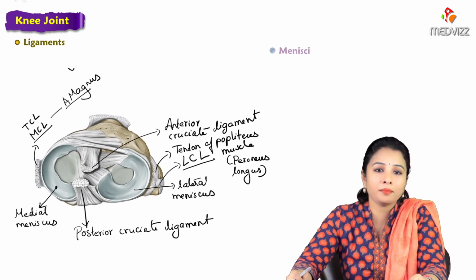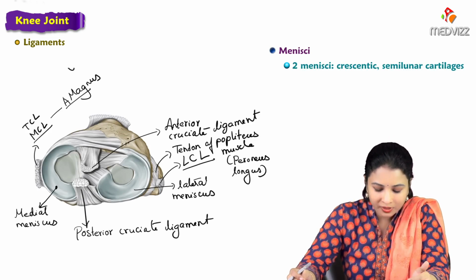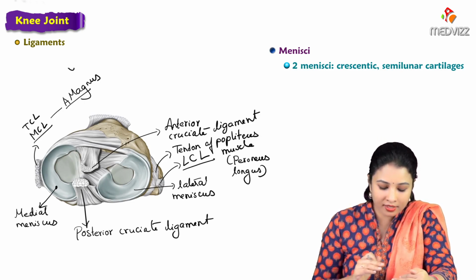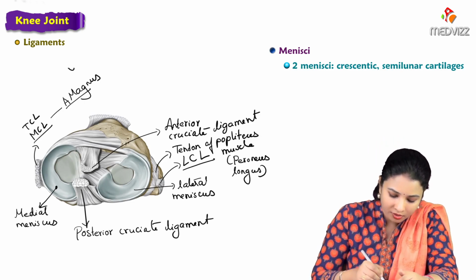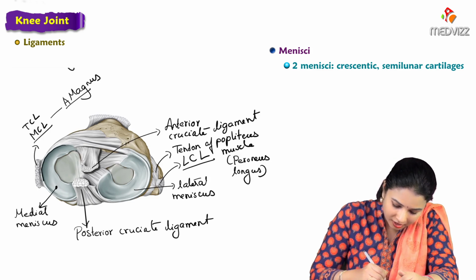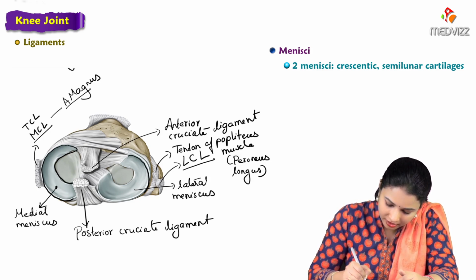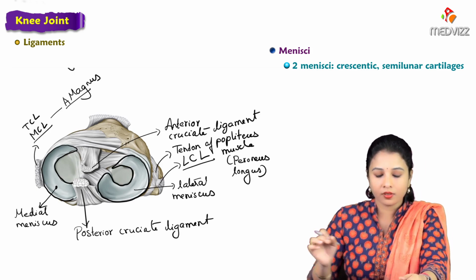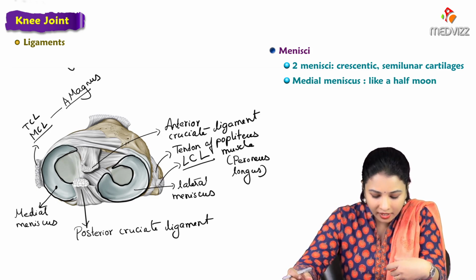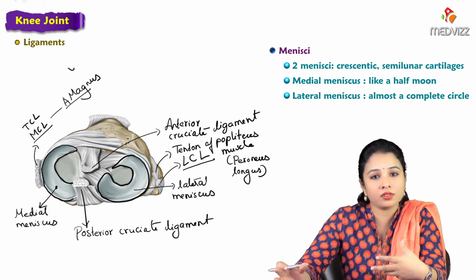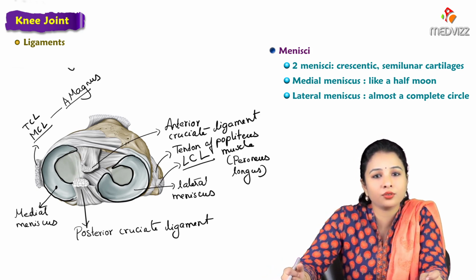Let's talk about the menisci. We know there are two menisci, which are beautifully observed here as the semilunar cartilages. So they are crescentic semilunar cartilages. I am drawing the outline of the medial meniscus, and here is the lateral meniscus. The medial meniscus is almost like a half moon, whereas the lateral meniscus is almost a complete circle. So that you have to note down.